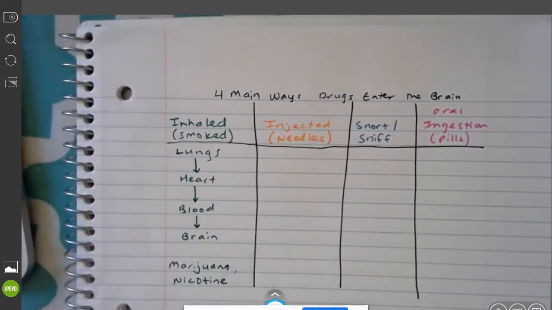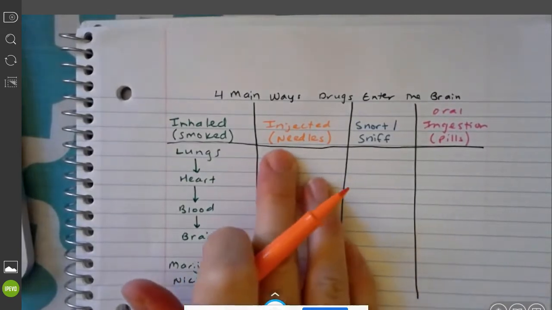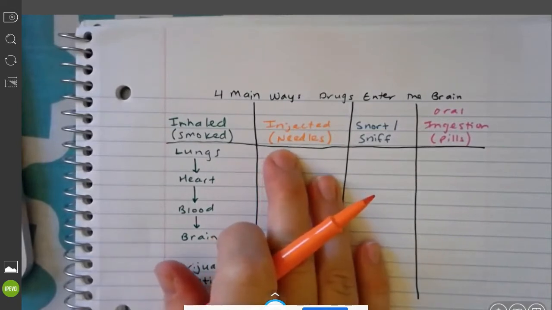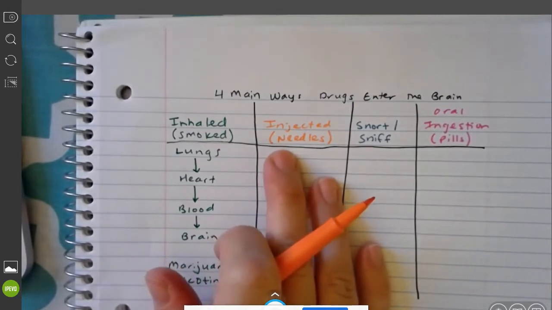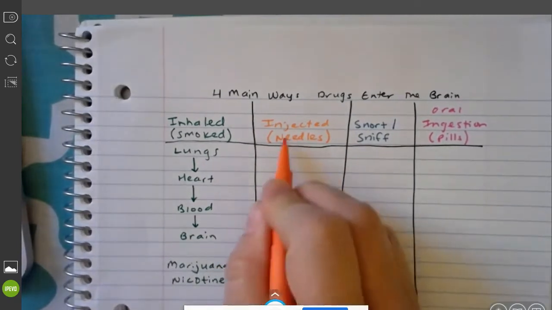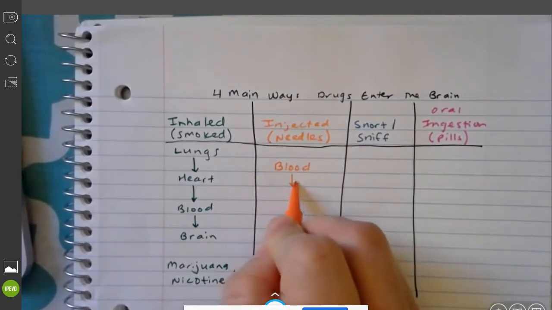All right. The injectable drugs, keep in mind the needles right here. Whenever you see needles, if it's not in a hospital or controlled setting, you have a high risk for HIV transmission, not just the high that the person would get, but also the STD or something else such as HIV that someone could contract. So this one is a very short route. You inject it straight into the blood, and from the blood it takes the highway to the brain. So blood straight to the brain.